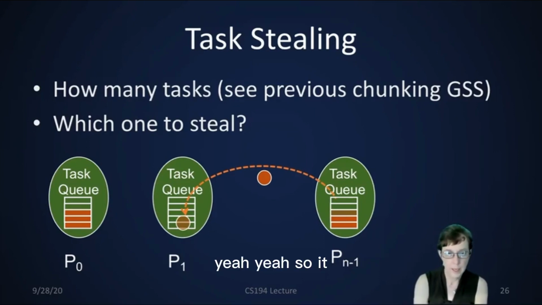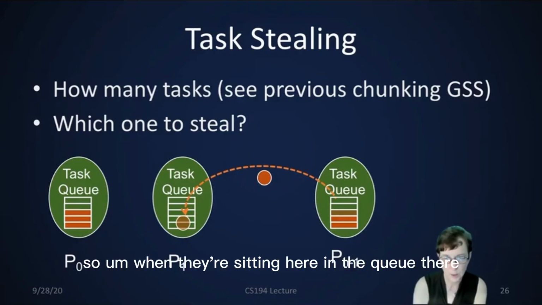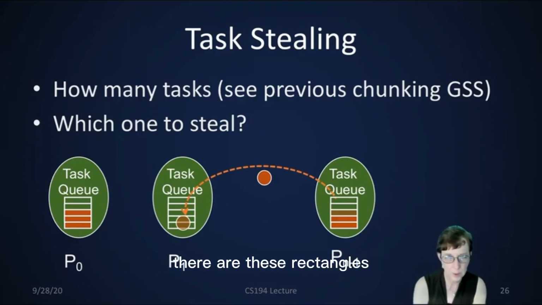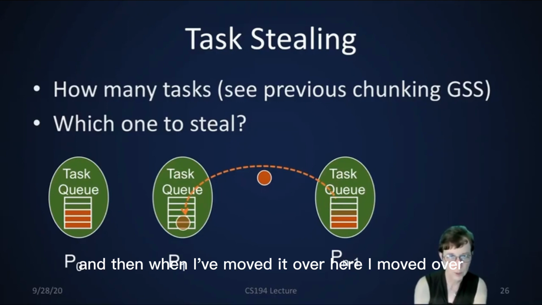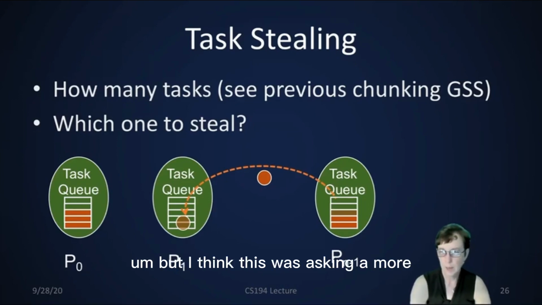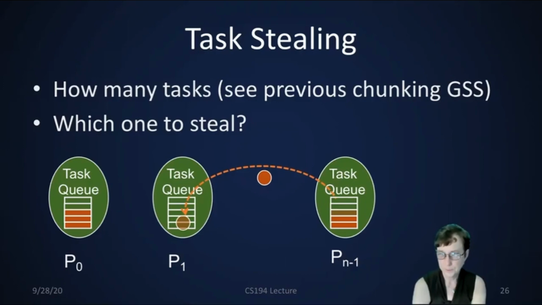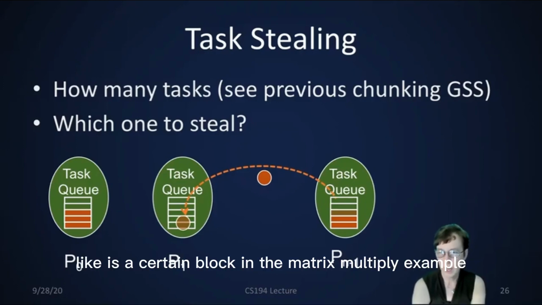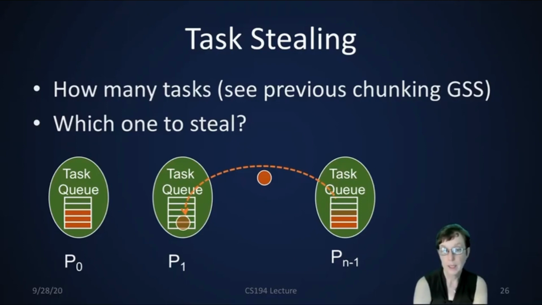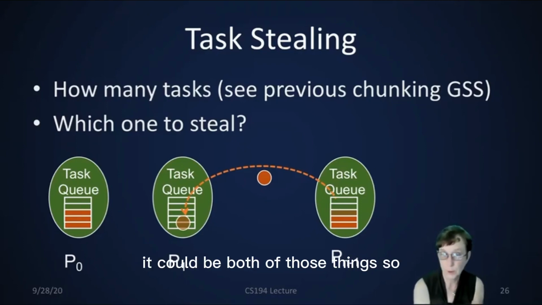Just to be clear, because I have both rectangular tasks and circular tasks, when they're sitting here in the queue, they are these rectangles, and when I've moved it over here, I've moved over a circle. So the circles and the rectangles, the orange things, are all tasks. But I think this was asking a more general question about whether it is a certain block in the matrix multiply example? It could be, yes, or is it a designated piece of the output? It could be both of those things.